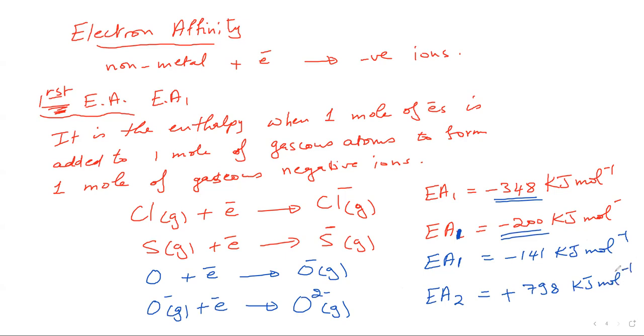So as you see here, the first electron affinity is always a negative value, but you see that the second is always positive. Always, when an atom gains the first electron, it will release an amount of energy depending on the atom.